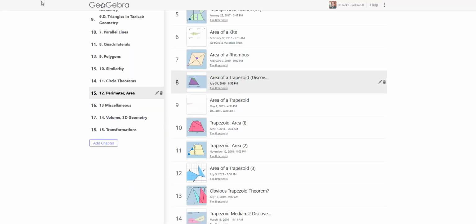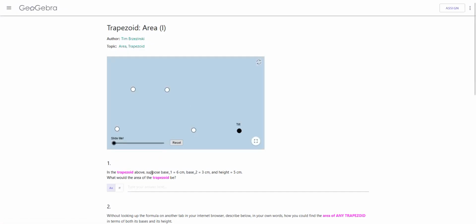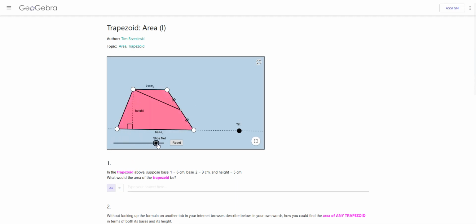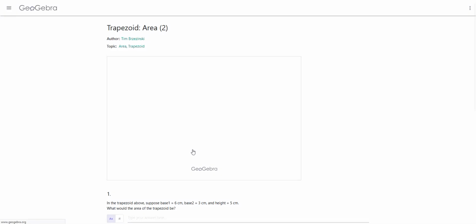Okay, here's another one. I think this is the same construction here. So you start with the trapezoid. Again, take the midpoint of the side, cut it down, make a triangle of the same area.